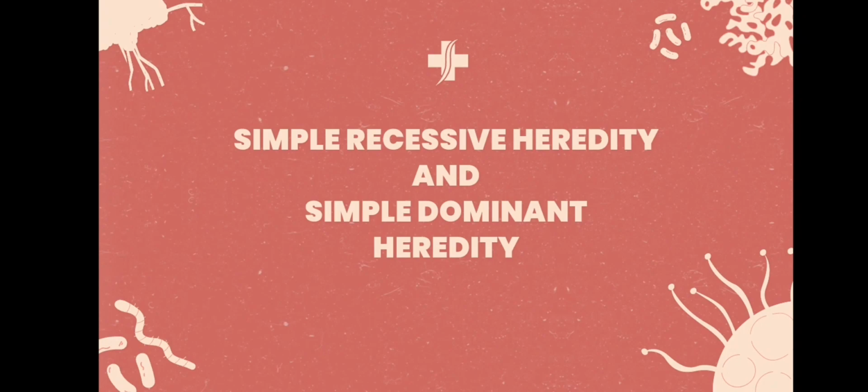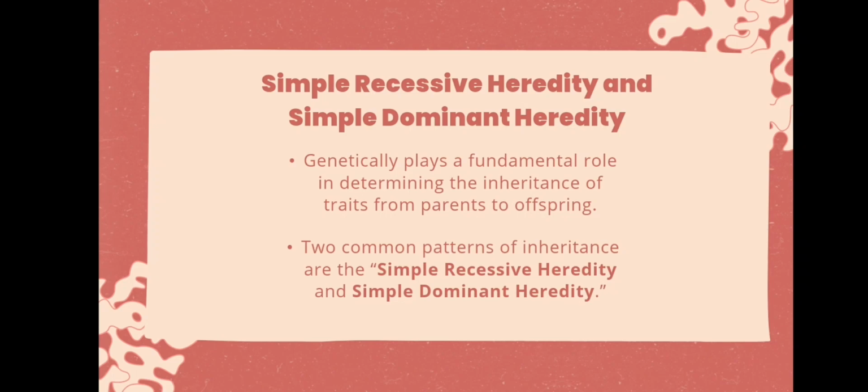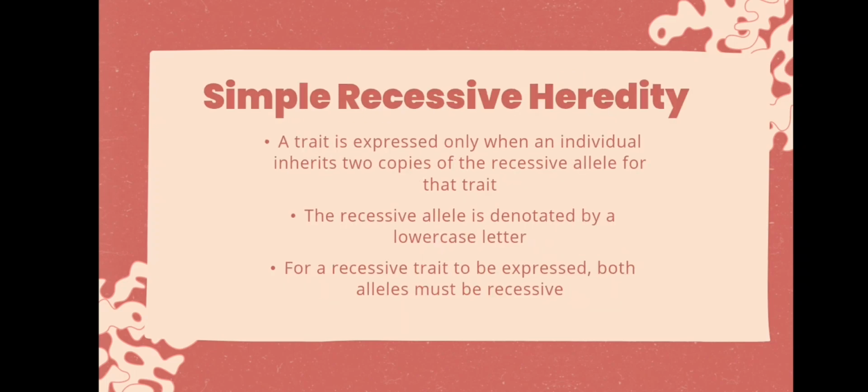Now, let us move on to simple recessive heredity and simple dominant heredity. Genetics plays a fundamental role in determining the inheritance of traits from parents to offspring. Two common patterns of inheritance are simple recessive heredity and simple dominant heredity. In simple recessive heredity, a trait is expressed only when an individual inherits two copies of the recessive allele for that trait.